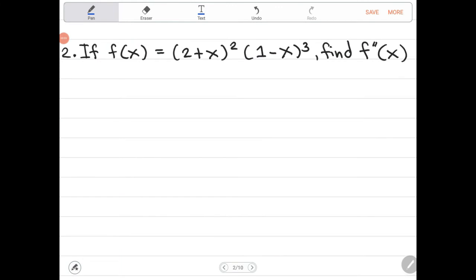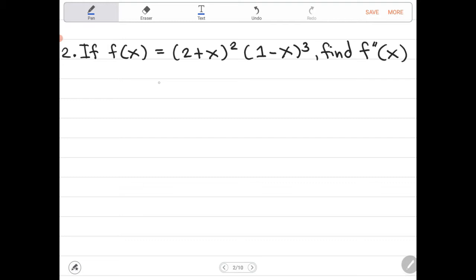Number 2. If f of x is equal to quantity 2 plus x squared times quantity 1 minus x cubed, find the second derivative of f of x. Okay? Second derivative of f of x. So what will be the technique that we are going to use? We are going to use the product rule or derivative of a product.